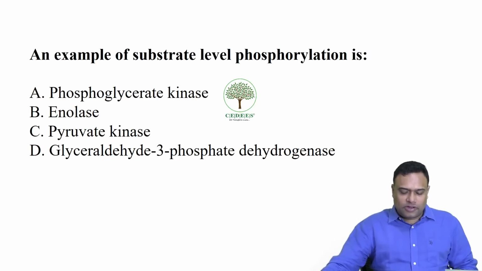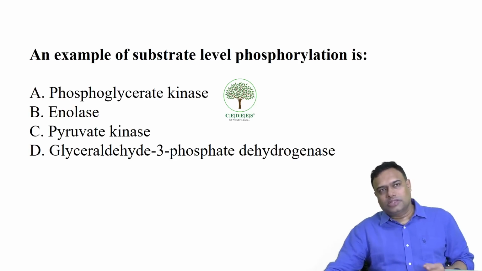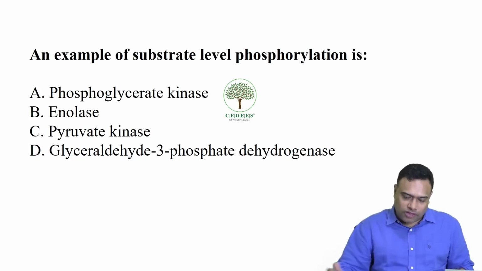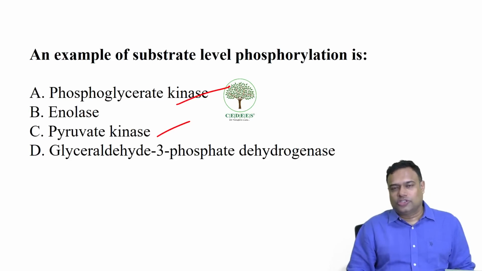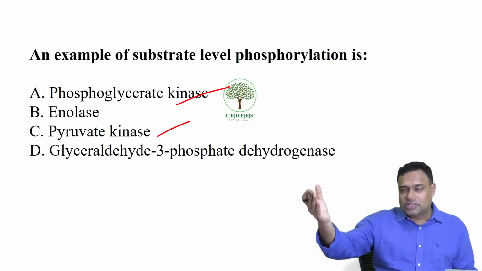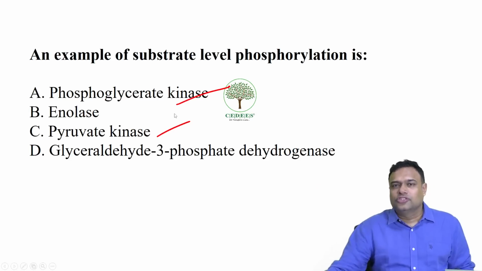So you have, this is in your glycolysis, you have 2 of them. There is phosphoglycerate kinase and pyruvate kinase. These both are examples of substrate level phosphorylations in glycolysis. Whereas in your Krebs cycle, it is your succinate thiokinase.